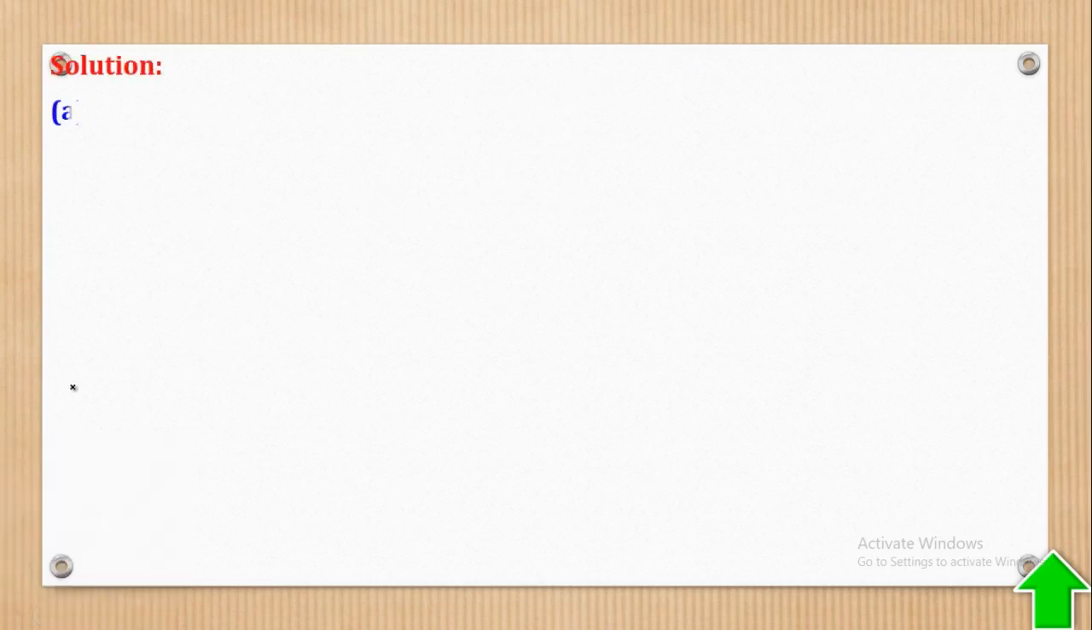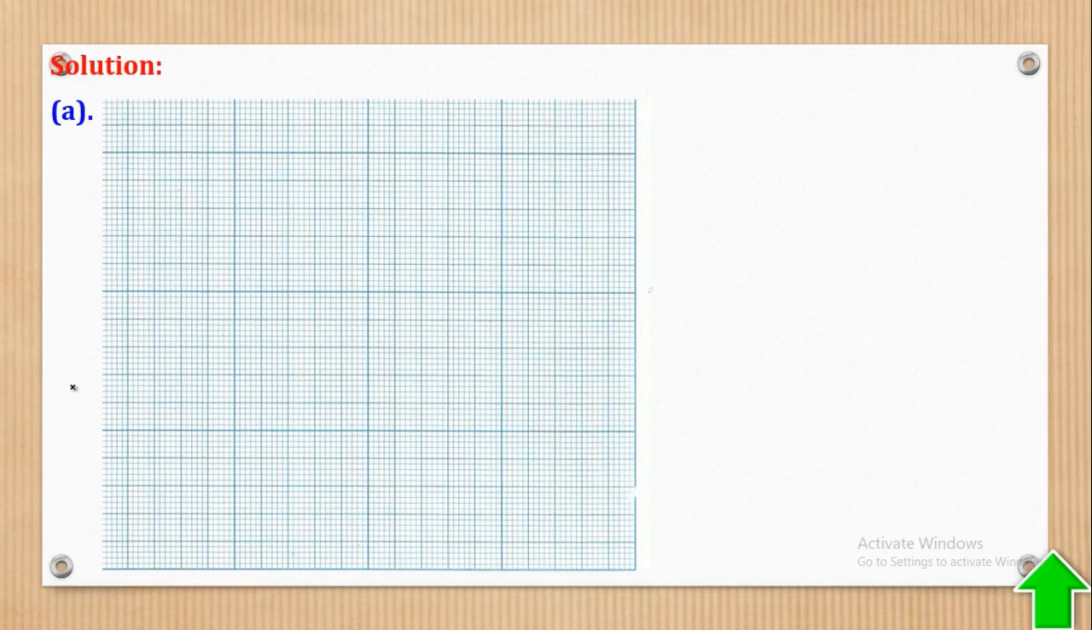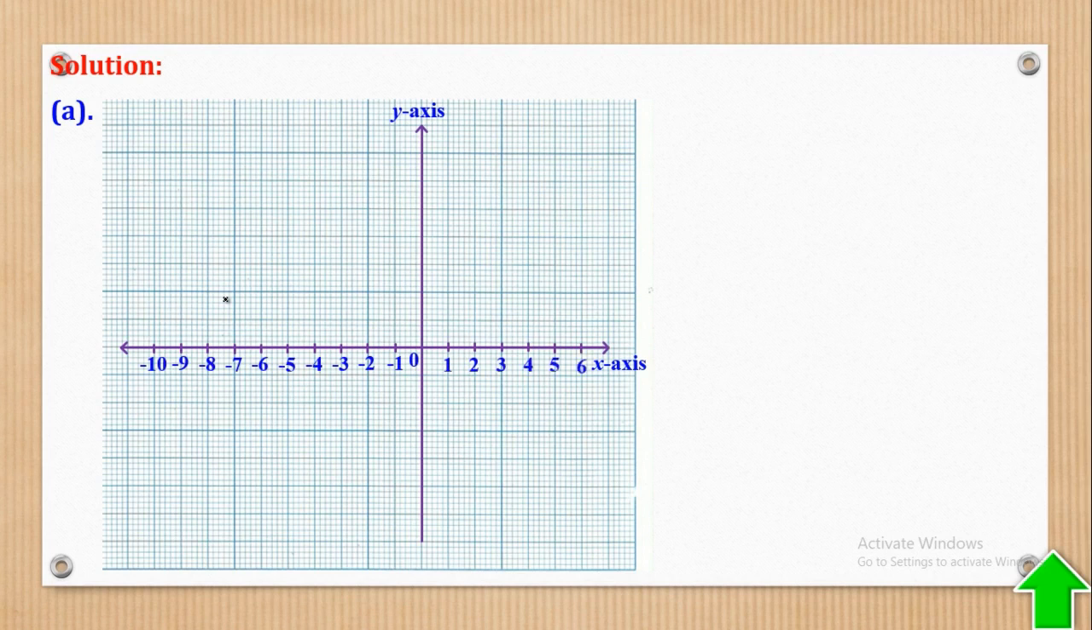So first you need a graph paper. So you get the graph paper, then draw the axes and label them. So you draw the x-axis, label it, draw the y-axis, and also label it. Then get a scale for the x-axis and feed it in. Also get a scale for the y-axis and feed it in.